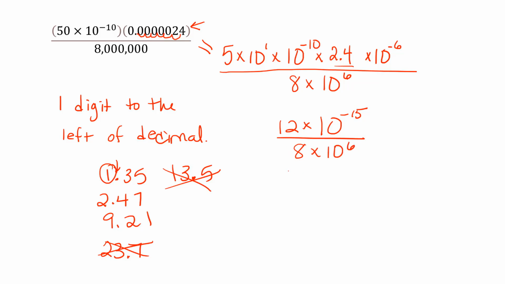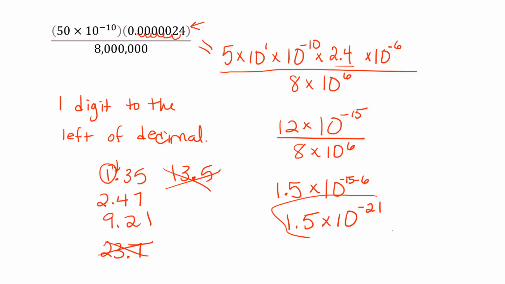12 divided by 8 is 1.5. So I can do that division. Now I'm going to subtract the exponents on my tens. So 10 to the negative 15 minus 6, because when you divide like bases, you can subtract the exponents. So 1.5 times 10 to the negative 21. That would be the final answer.